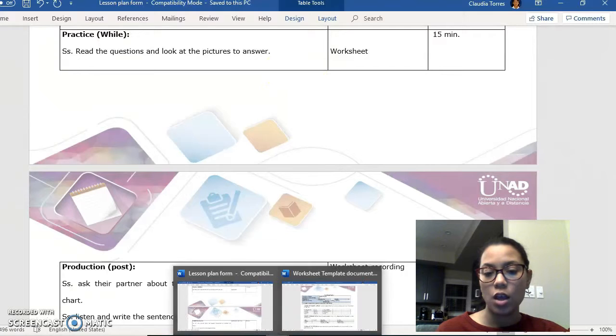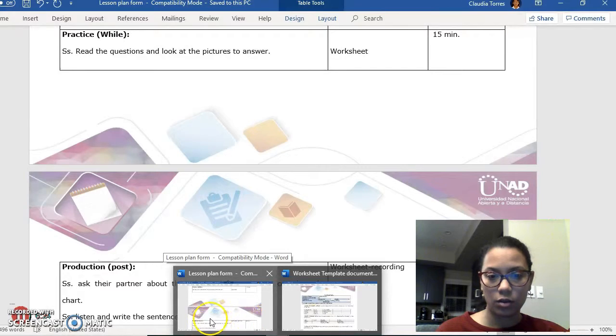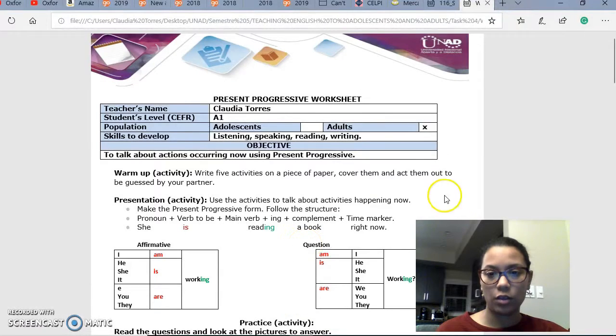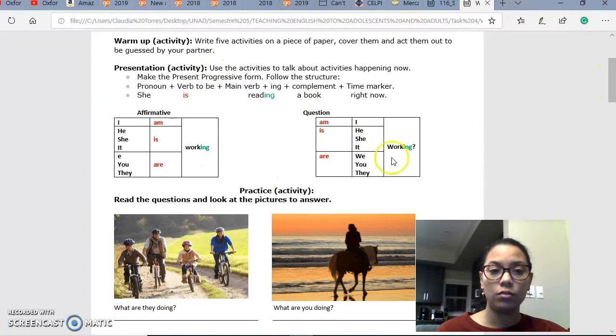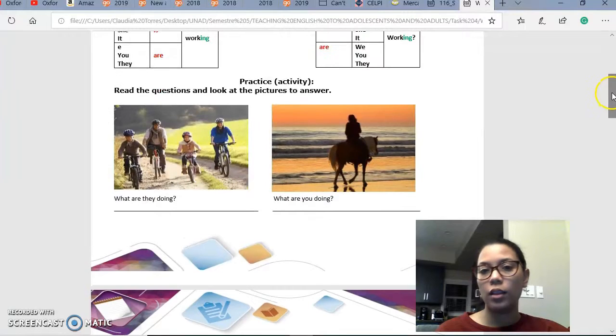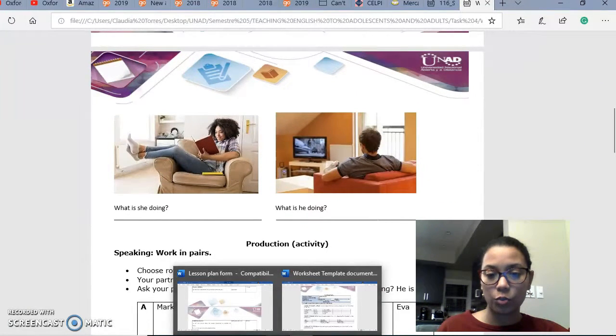So I'll show you the worksheet for that one. Where is it? Okay, it's here. As you can see in the worksheet, you have the presentation here. So there's the grammar structure, and the time marker, and some charts to help them. And then for the practice, we have some pictures and some questions according to each picture, so they had to write the answers. And after that, now it comes the production part.